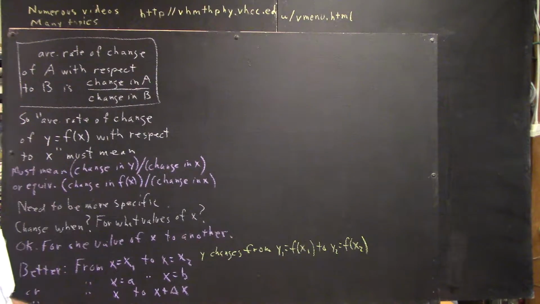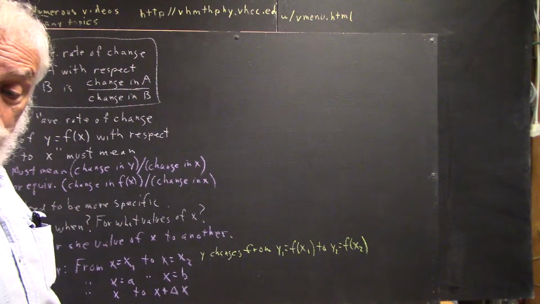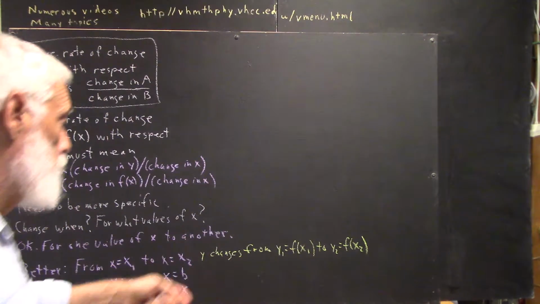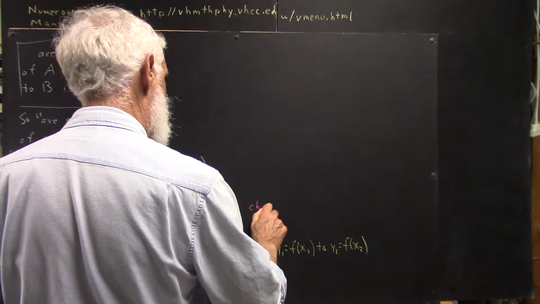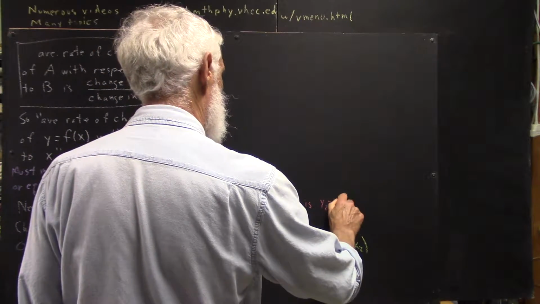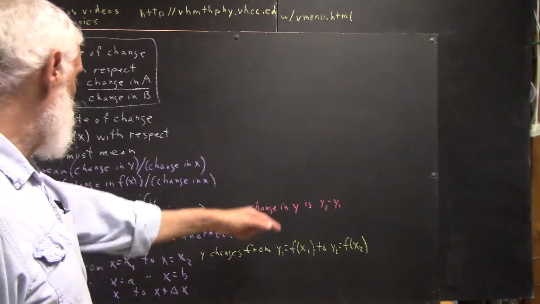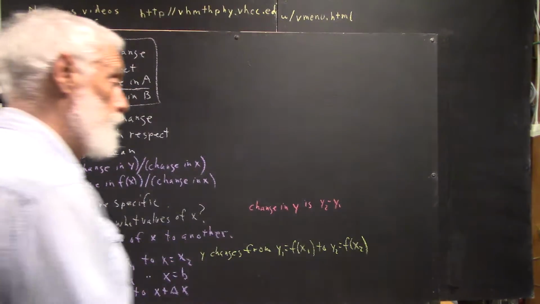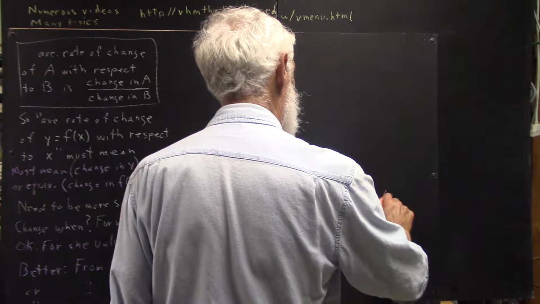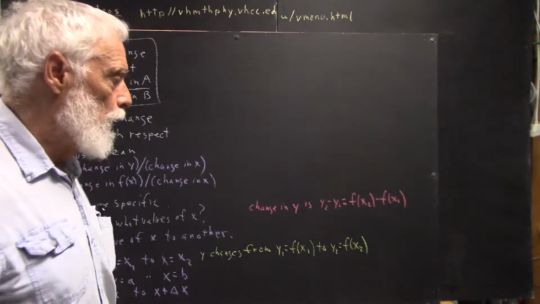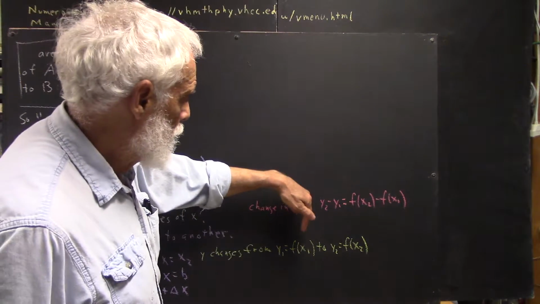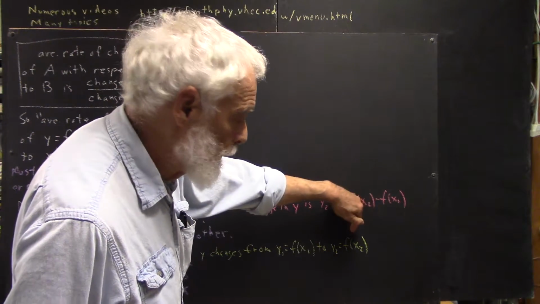Okay? And x changes from x1 to x2. So in this case, the change in y, I could write it as y2 minus y1, but that doesn't reference me back to the x1 and x2. That equals f of x2 minus f of x1. And why is it f of x2 minus f of x1? Well, the first value of y is f of x1, the second value is f of x2.